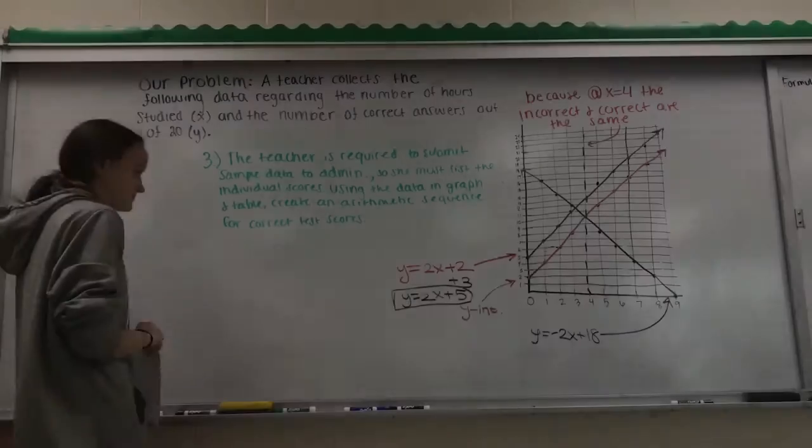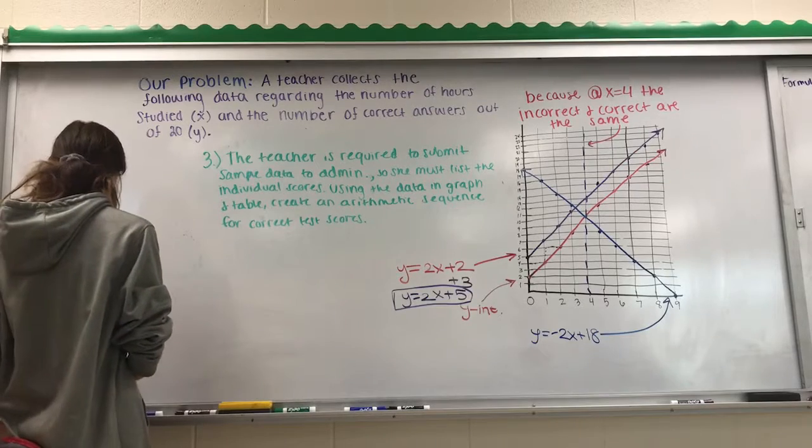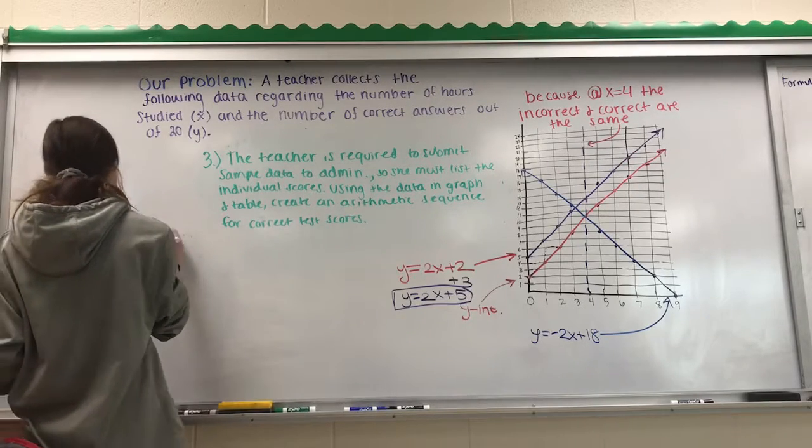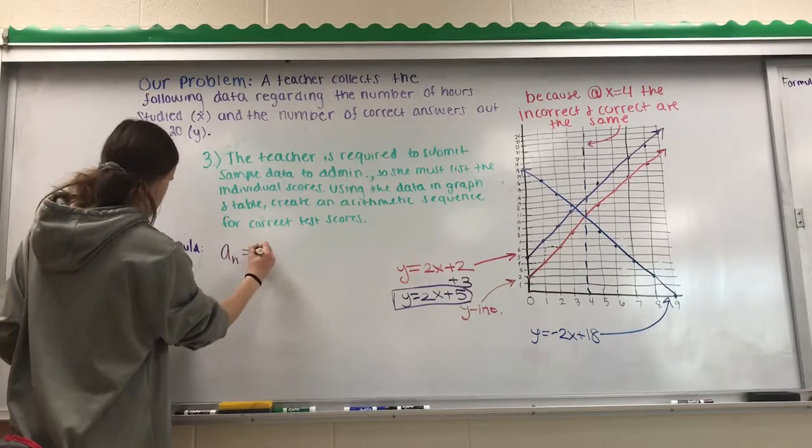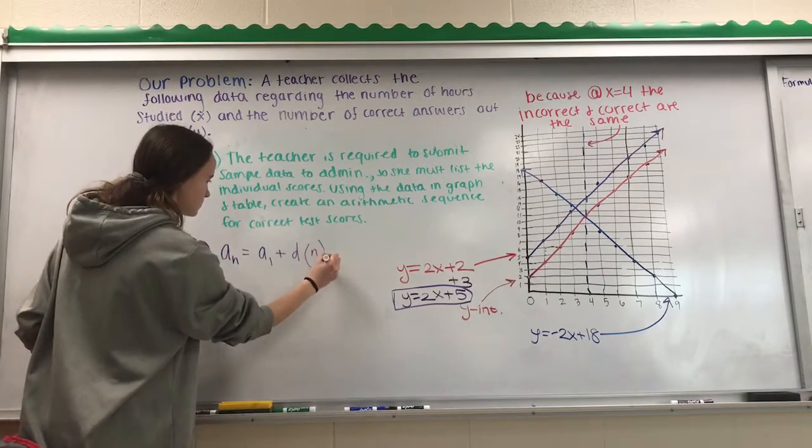So next, the teacher is required to submit some sample data to administration, so she must list the individual scores of the students. Using the data in the graph and the table, create an arithmetic sequence for the test scores of the correct answers data.